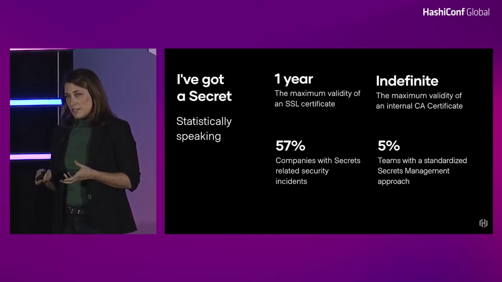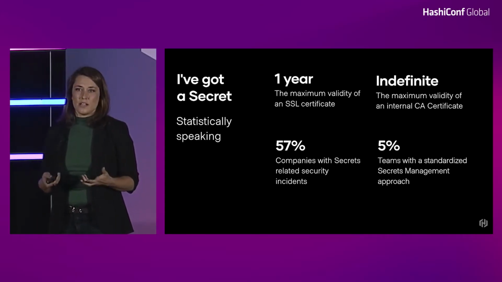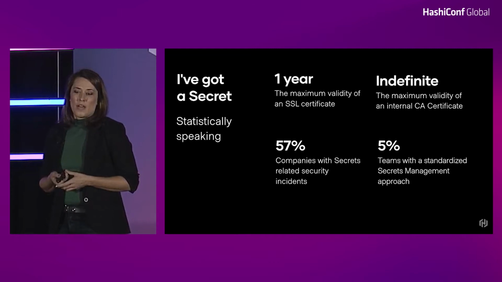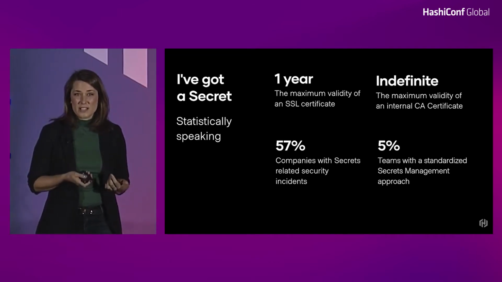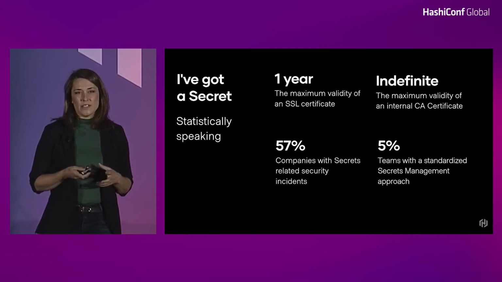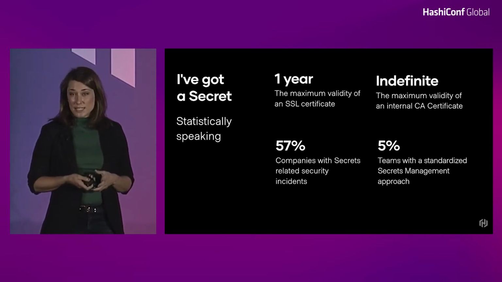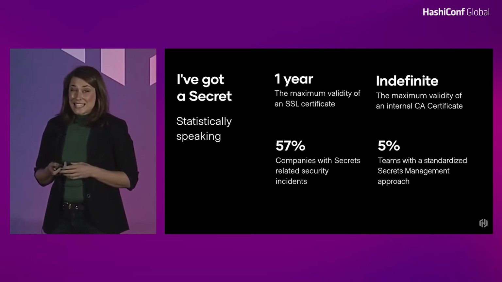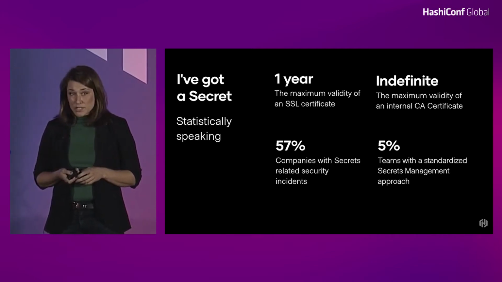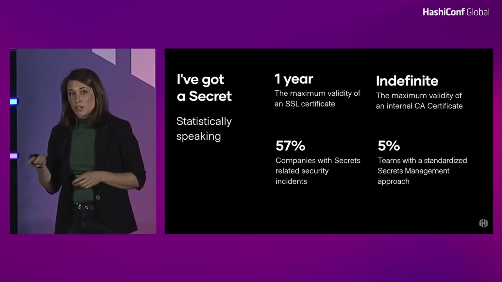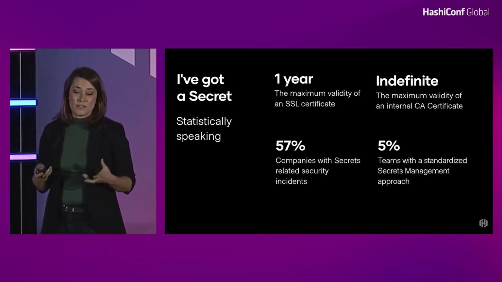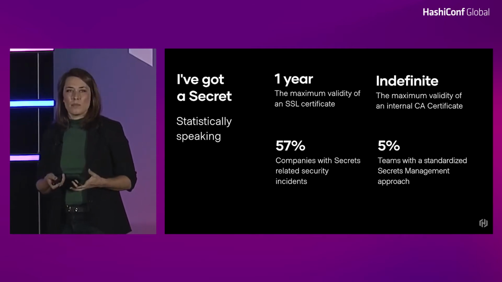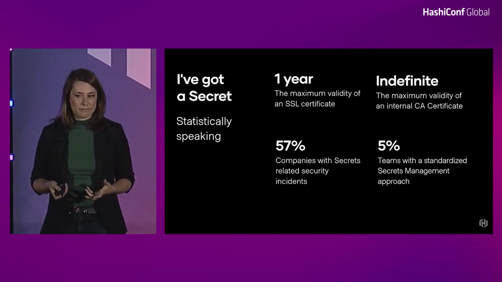But those CA certificates that we use to ensure trust and identity across all of these various machines, they still have an indefinite lifespan. And Forrester says that 57% of companies have had some sort of secrets-related security incident within the past 2 years. If I look at the IDSA, they say that number is as high as 79%. And if you look at the amount of teams that have a standardized secrets management approach, which is 5%, the reasoning behind that becomes clearer, at least to me.